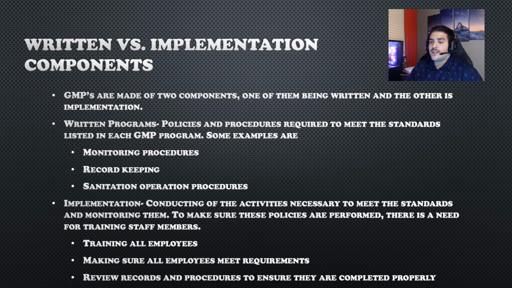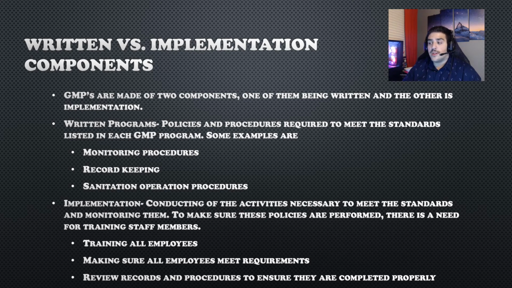So next, there's two types or components of GMPs, which is written and implementation components. GMPs or written programs are policies or procedures required to meet the standards listed in each GMP program. Some examples would be monitoring procedures, record keeping, sanitation operation procedures, and then implementation would be conducting of the activities necessary to meet the standards in monitoring them.